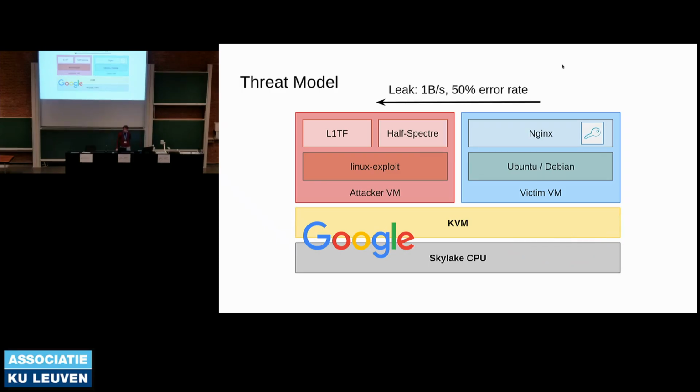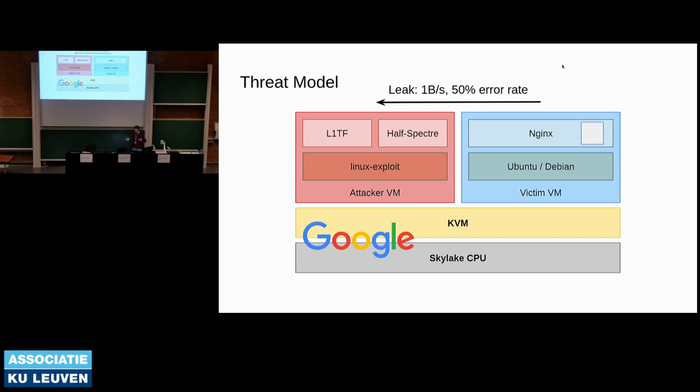So what did we end up gaining? If we combine these two vulnerabilities, L1TF and half Spectre, we get a leakage rate of 1 byte per second with an error rate of about 50%. So that's really bad, right?